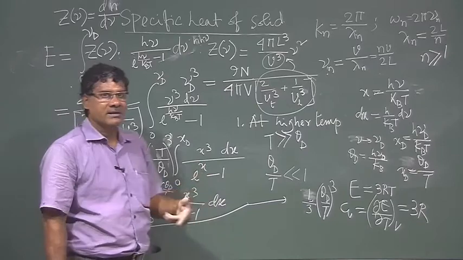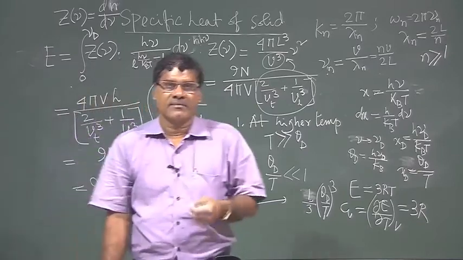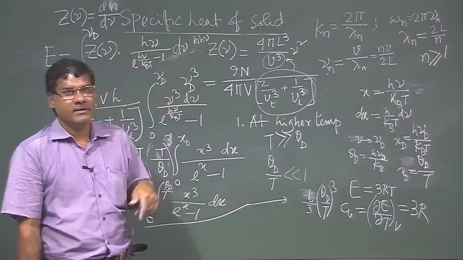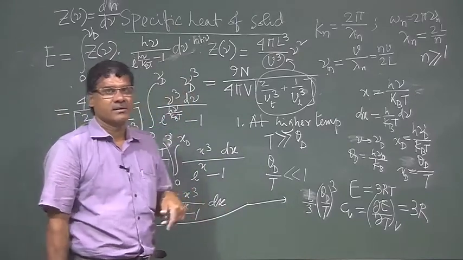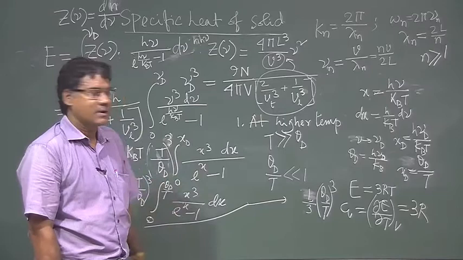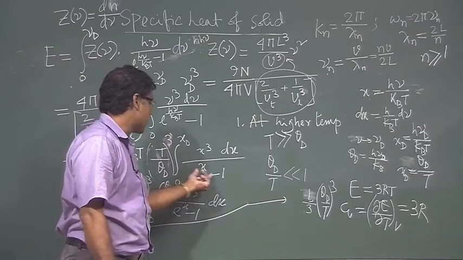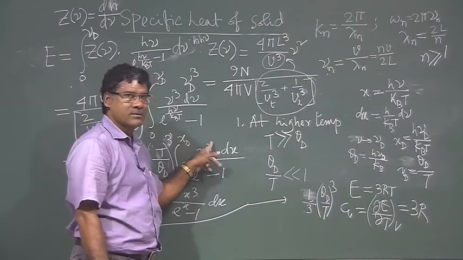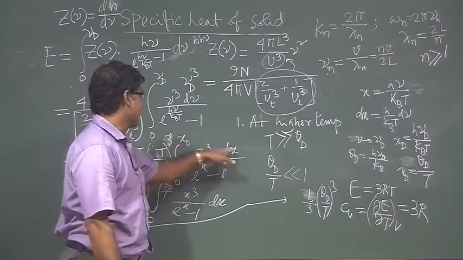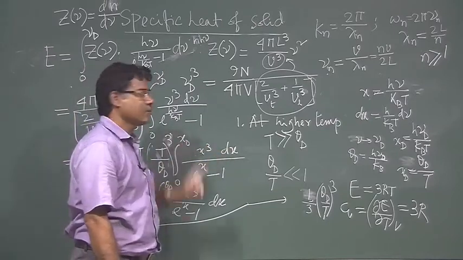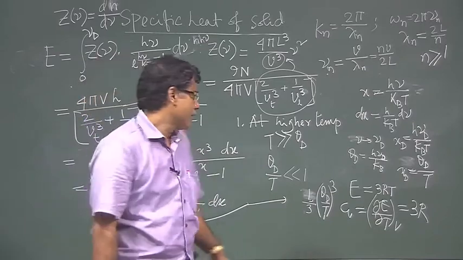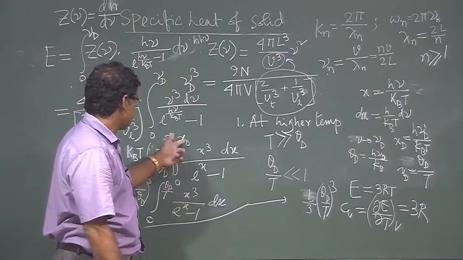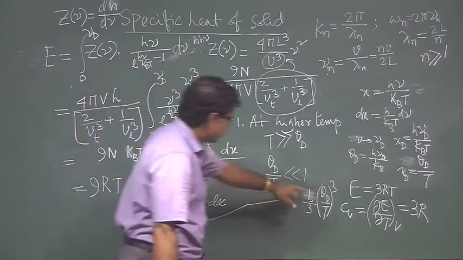So, e to the power x, if x is small, less than 1, one can write 1 plus x, and higher terms one can neglect. So, 1 plus x minus 1 is x. So x cube by x gives x square, and I have to integrate x square dx from 0 to x D. Then I get x D cube by 3.